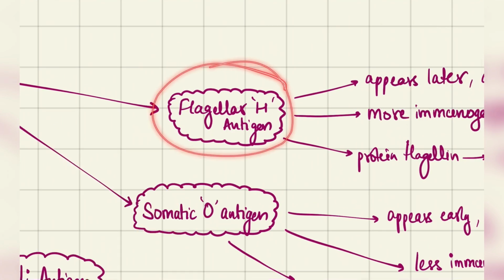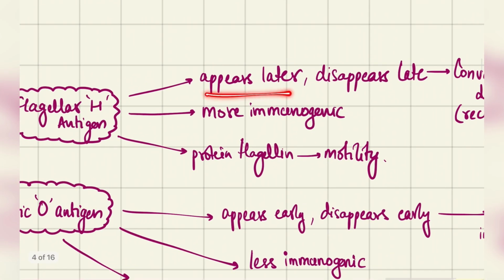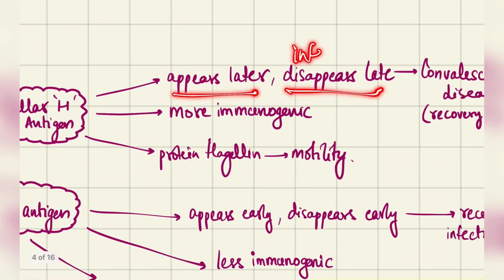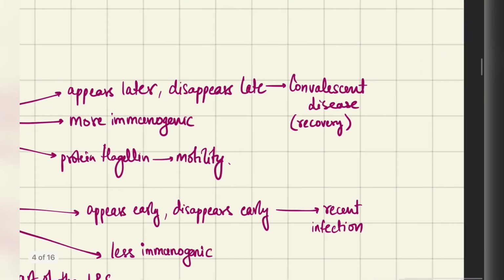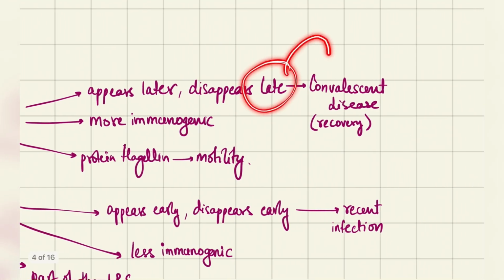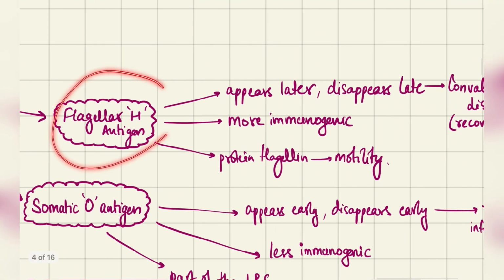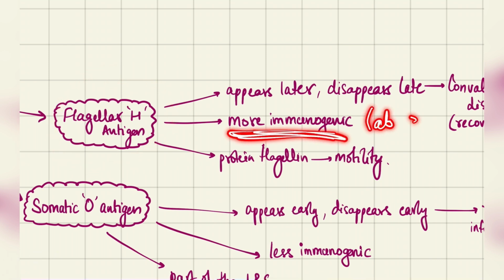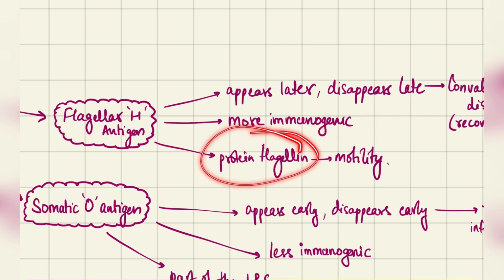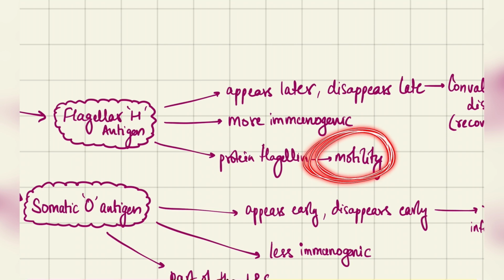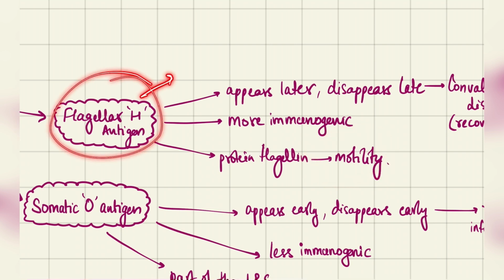H antigen is also known as the flagellar antigen, which appears late and disappears late during the course of the infection. What this means is that it will appear in the convalescent stage of the disease, meaning during the recovery stage. When the infection is just about recovering, you'll see this H antigen pop up. It is definitely more immunogenic, which will be important in the lab diagnosis, and it expresses a protein flagellin, which is responsible for motility. Hence, the flagellar H antigen: more immunogenic, responsible for motility, comes in the recovery stage.